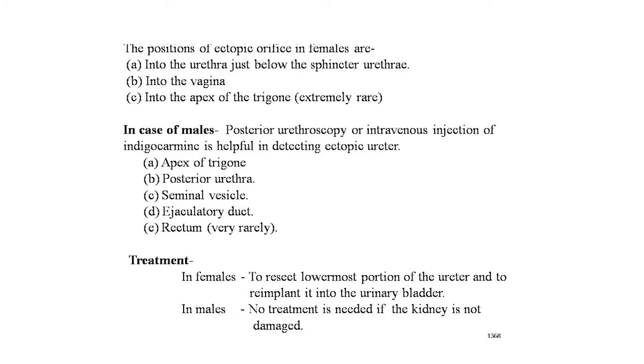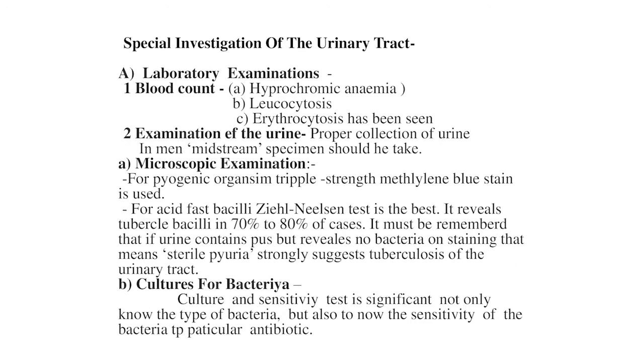Now, the special investigations of the urinary tract. First is the laboratory examinations. Start with the blood count, which is mandatory in every case, every disease. Hypochromic anaemia, leucocytosis and erythrocytosis may be seen in urinary tract diseases. Erythrocytosis has been seen in association with a few renal diseases like carcinoma, simple cyst and hydronephrosis. Second is the examination of the urine.